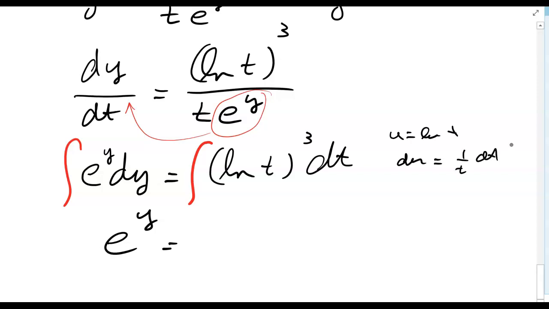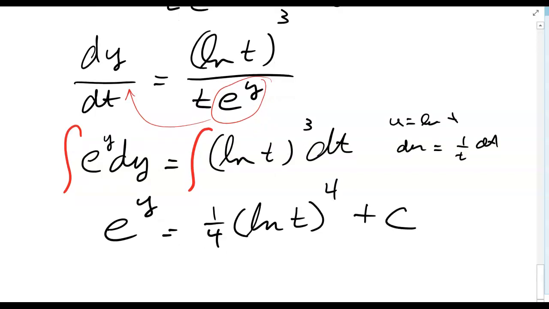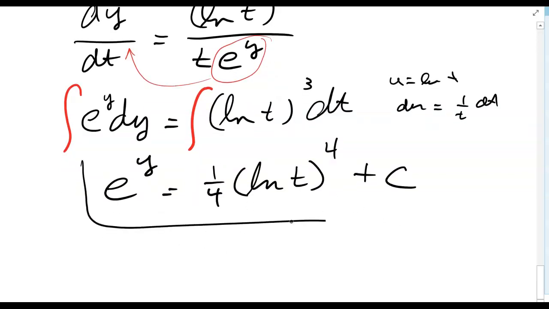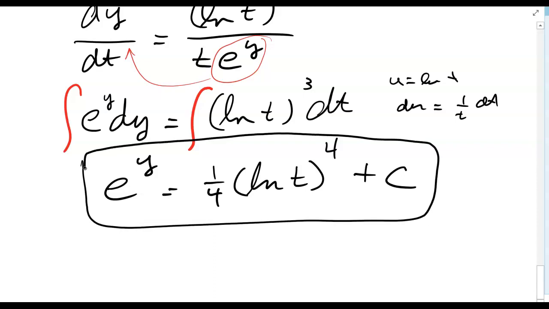And if you do that, you end up with u to the third, which becomes u to the fourth divided by 4. So it becomes 1/4. U is actually ln(t) to the fourth plus c. Again, here we go. General solution, sort of.